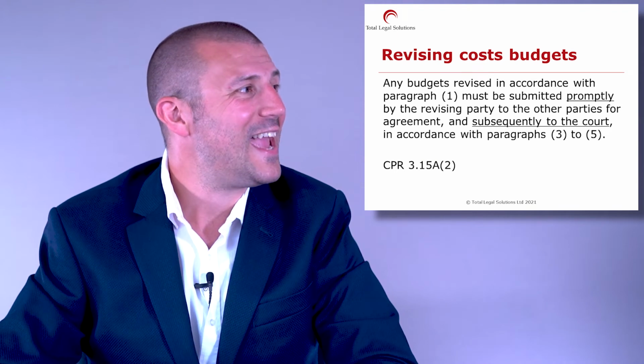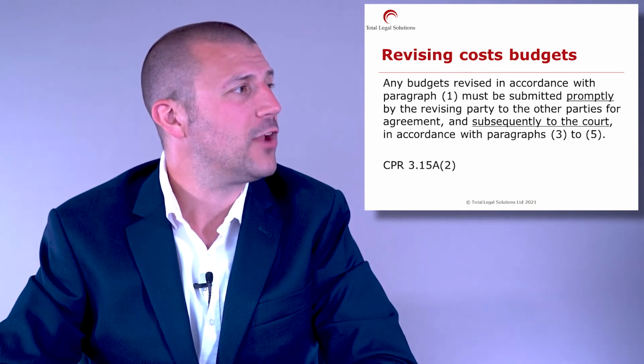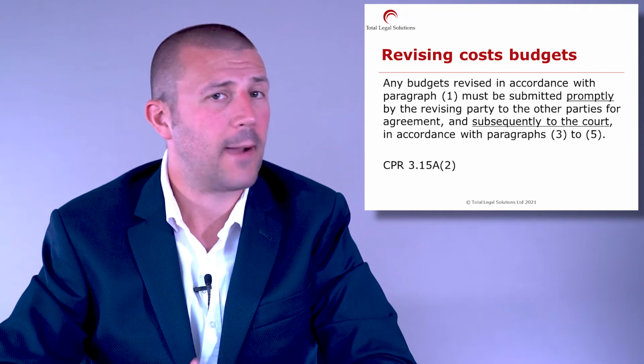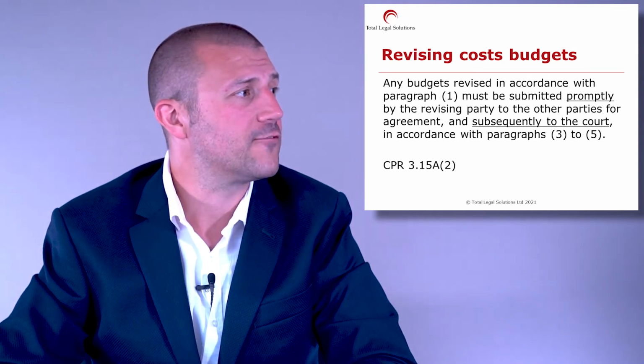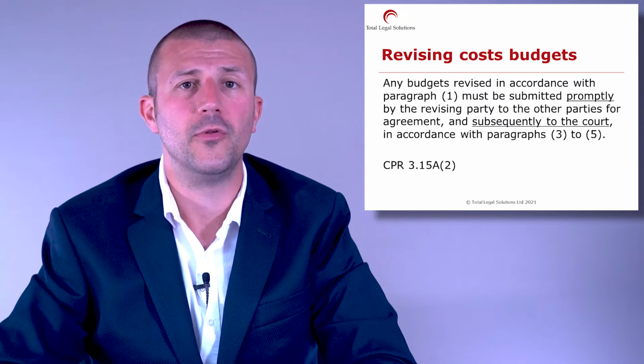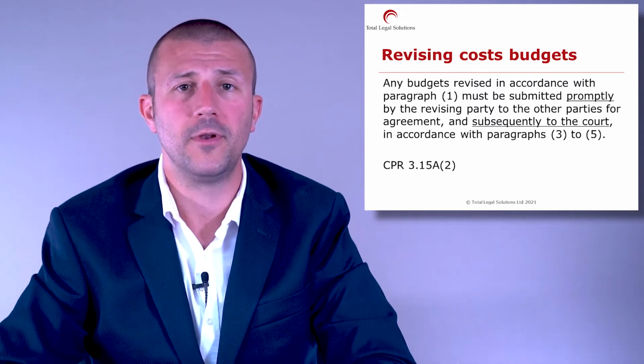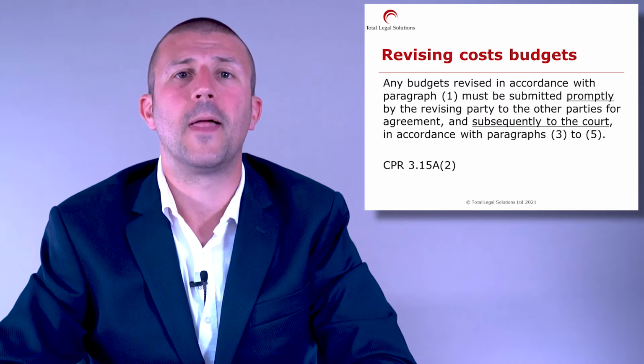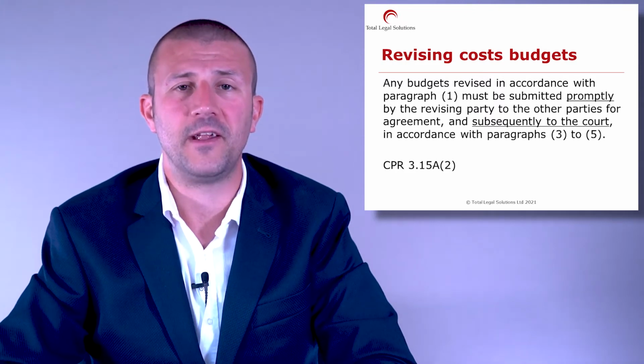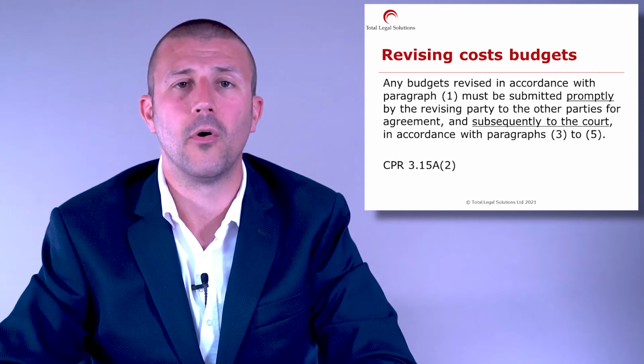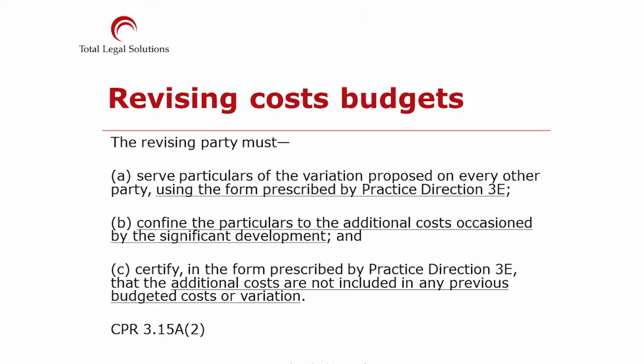Rule 3.15A(2) says that any budgets which are being revised must be submitted promptly by the revising party to the other parties for agreement and then subsequently to the court. So there is a requirement for promptness in order to revise budgets, and the budget which is to be revised has to be submitted to the court even if one's opponent agrees to the revisions. The rule goes on to say that the party who's revising the budget must serve particulars of the variations which are proposed on every other party using the form prescribed by the practice direction, and that form is Precedent T.